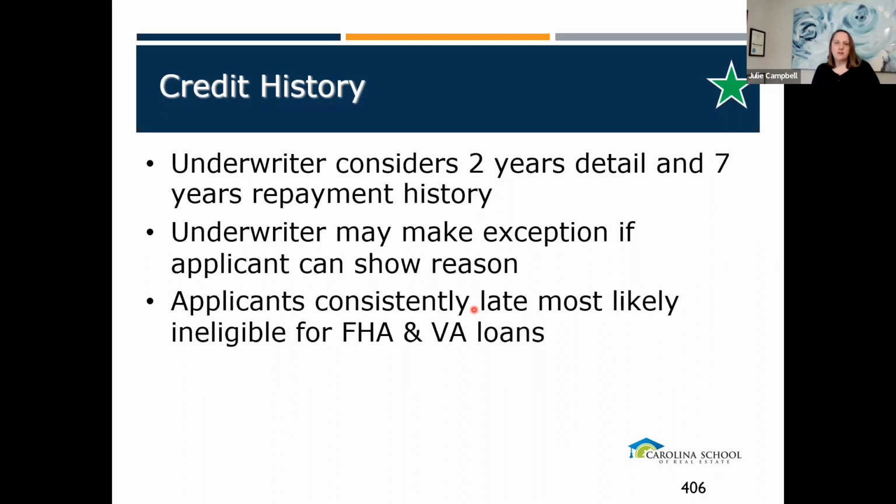If you can show reason for an unfavorable credit history, maybe you had a recent death in your family, a divorce, a medical issue, then underwriting may make exceptions to that. If you have a poor credit score, if you have a history of being late on making your payments, you probably won't be able to qualify for an FHA or a VA. Remember, these are the government-backed loans, and the government's not going to offer the safety net to the lender if the borrower doesn't have a strong credit history.